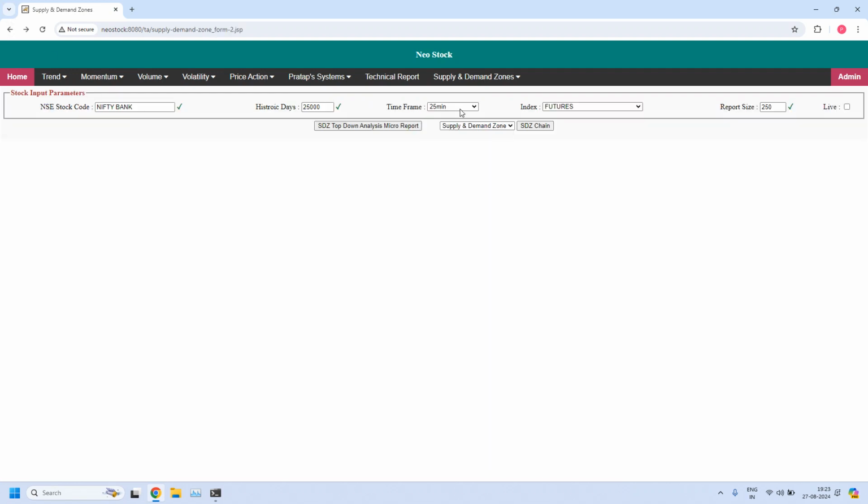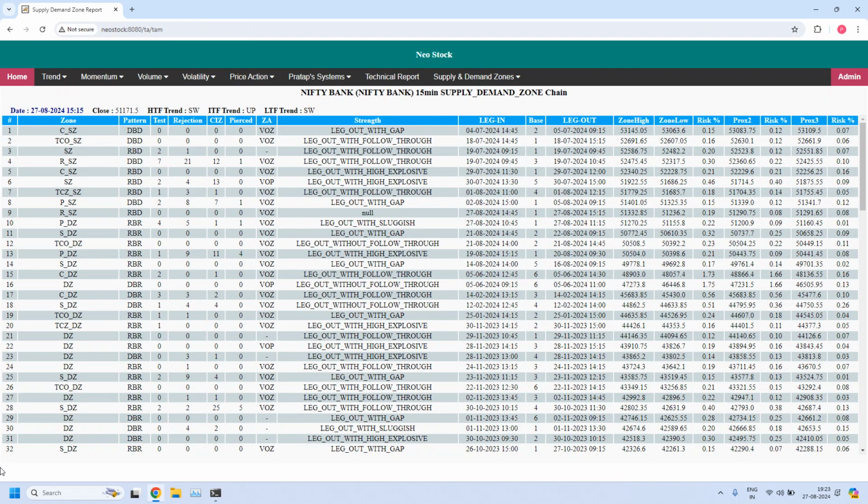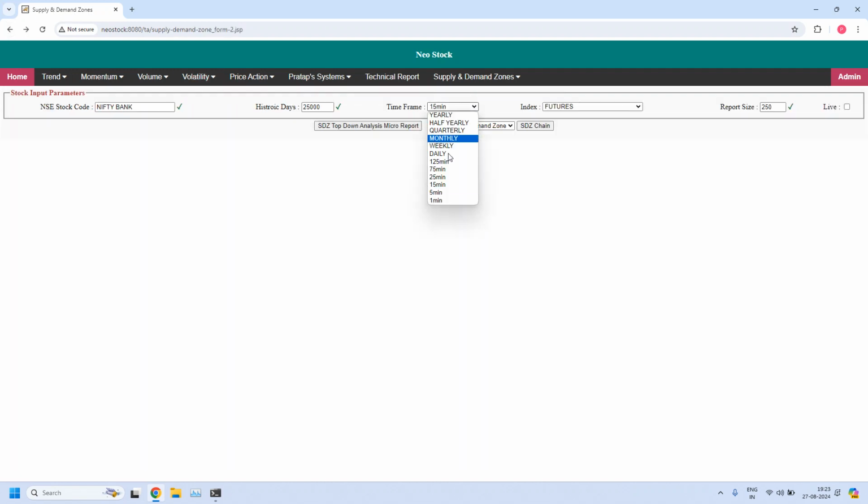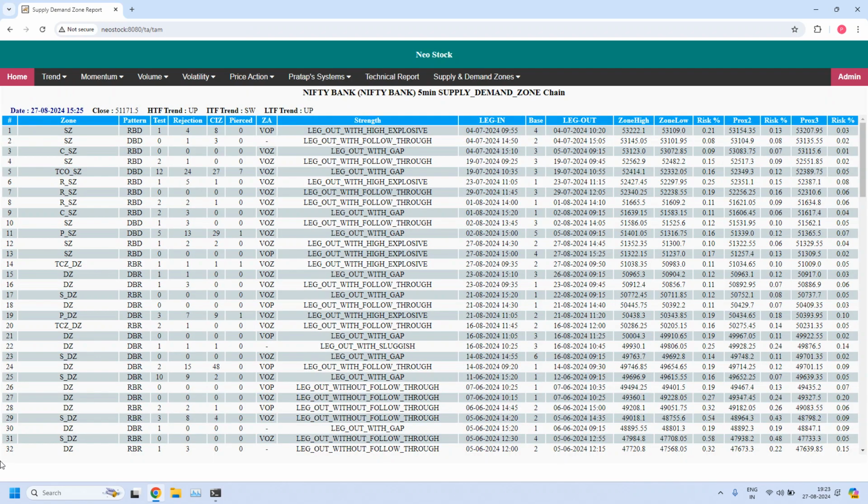And the next time frame is 15 minutes, generating 15 minutes supply demand zone chain for Bank Nifty. And the last time frame is 5 minutes. I am generating 5 minutes supply demand zone chain for Bank Nifty. So we have completed Bank Nifty supply demand zone chain. Now both Nifty and Bank Nifty supply demand zone chain we have generated.